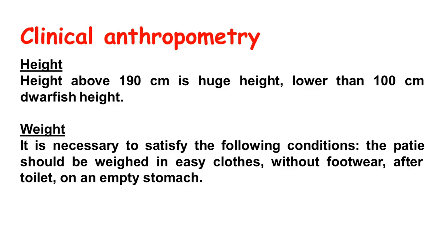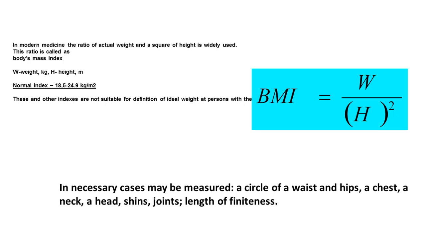Clinical anthropometry. Anthropometry includes height, the measuring of height. Height above 190 cm is huge height, lower than 100 cm is dwarf height. Weight measurement requires satisfying the following conditions. The patient should be in easy clothes, without footwear, of course after a toilet, on an empty stomach, mostly in the morning.